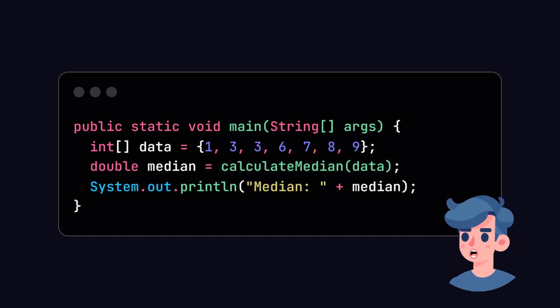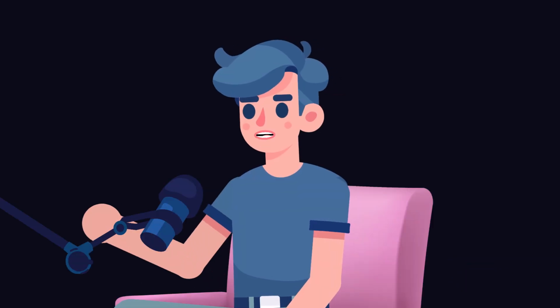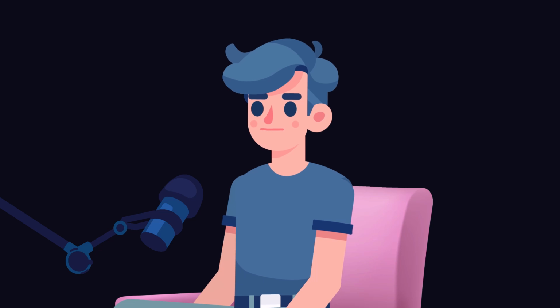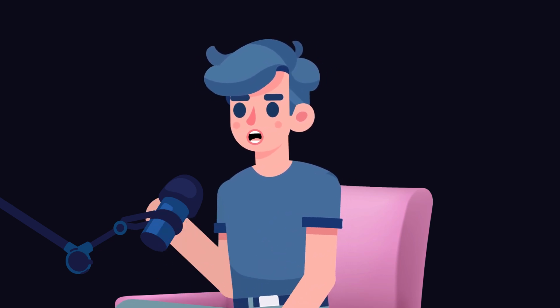Now, we want to test our median method as well. When we run this code snippet, it should output median 6. This means our median calculation is functioning correctly. Let's move on to calculate the mode.